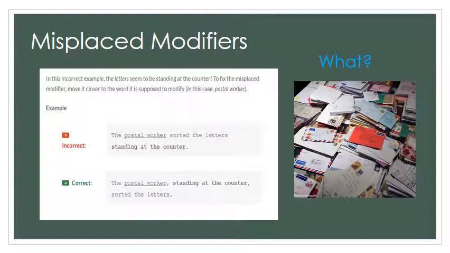Here is an example of a misplaced modifier. The postal worker sorted the letters standing at the counter. In this sentence, it sounds like the letters were standing at the counter, on end, ready to be sorted. If the modifier is placed in the correct place, the postal worker, standing at the counter, sorted the letters. That makes sense, and it's something that can actually happen.